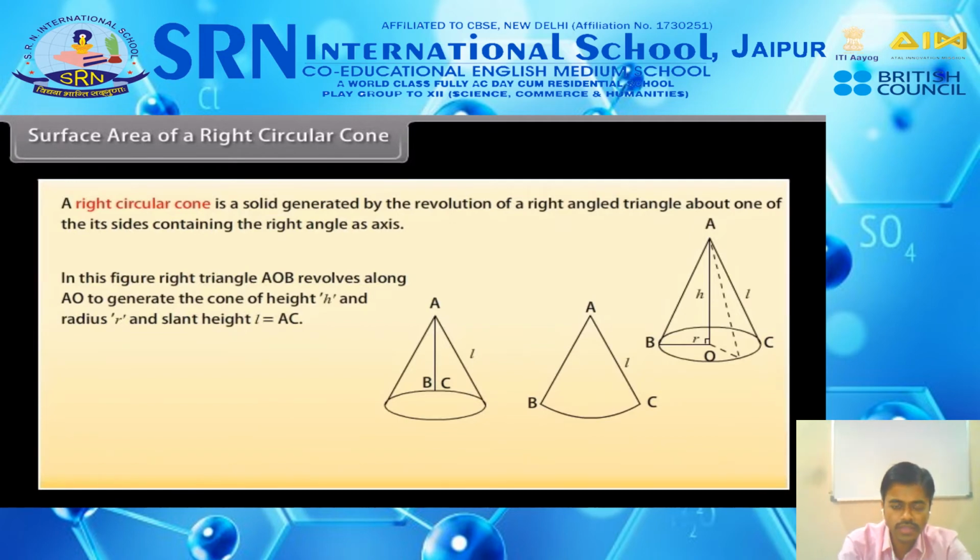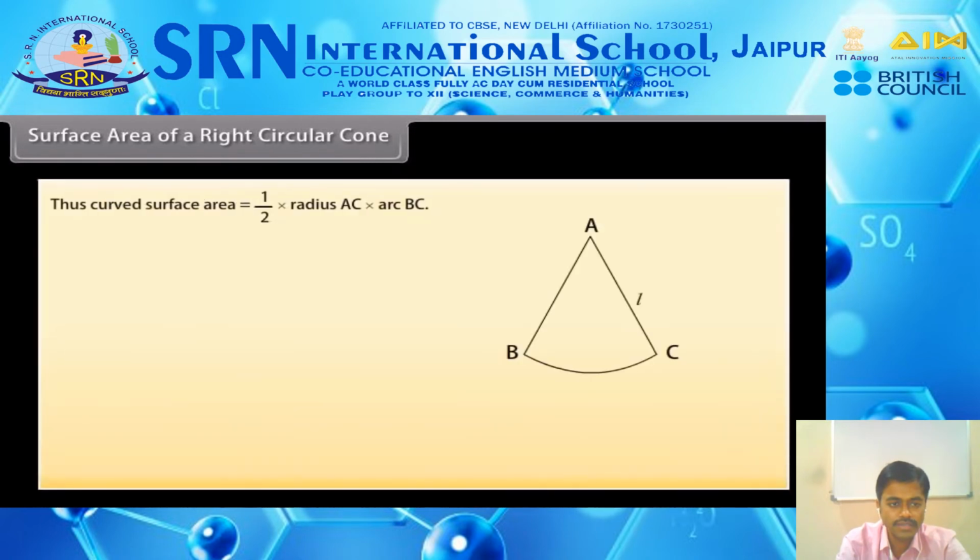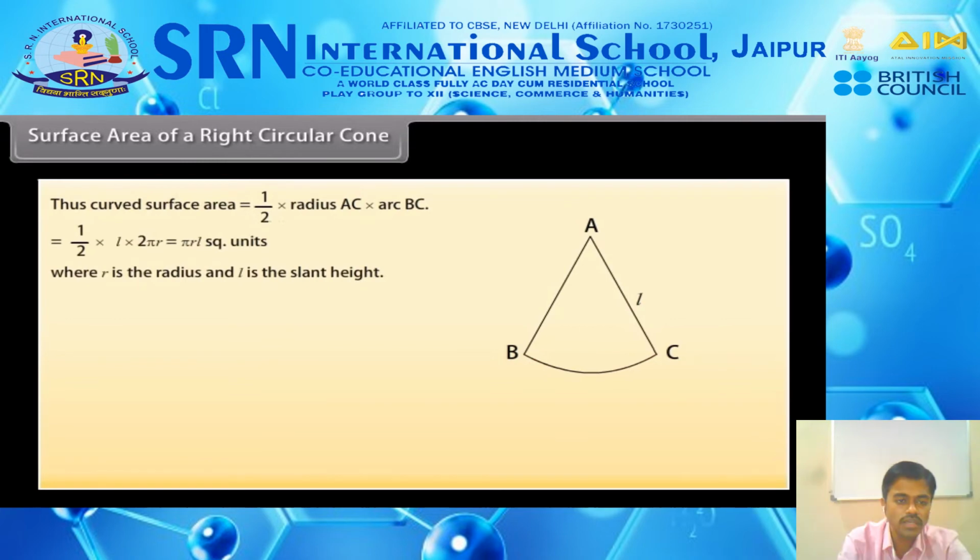Now in this figure we can see all the given structures. The curved portion of the figure is equal to the perimeter of the base of the cone, that is, the circumference of the base, which is equal to 2 pi r, where r is the base radius of the cone. Thus curved surface area is equal to half into radius AC into arc BC, where L in this diagram is the slant height. So we can put the values, that is half into L into 2 pi r, which will give you pi r L square units, where r is the radius and L is the slant height.